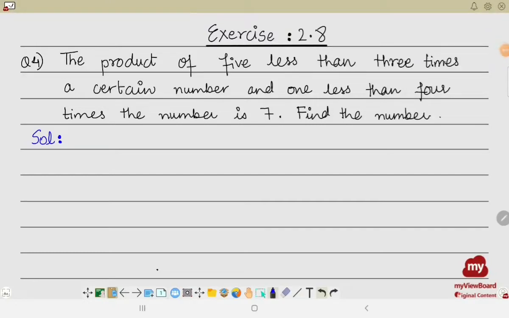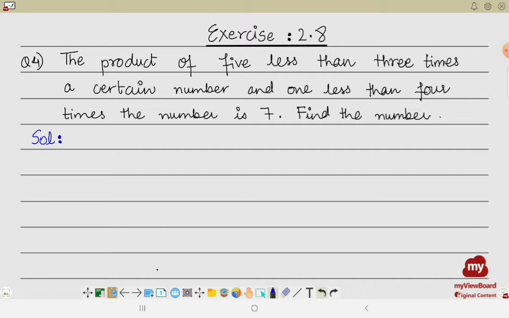Bismillahirrahmanirrahim. Assalamu alaikum. In this video, we are going to solve word problems related to quadratic equation. This video is actually the continuation of the previous video in which we solved first three questions. So now we are going to solve question number 4 from the same exercise 2.8. Let's read out the question.